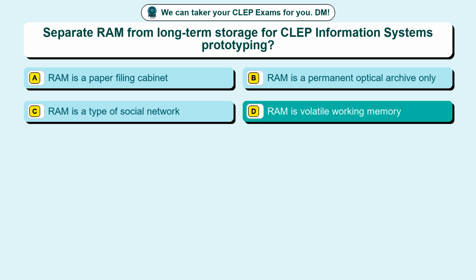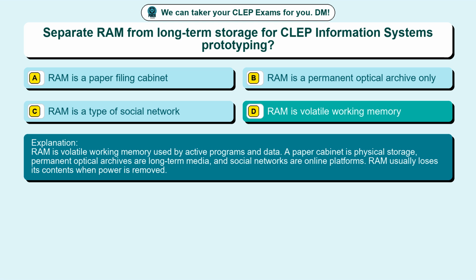The correct answer is option D. RAM is volatile working memory. RAM is volatile working memory used by active programs and data. A paper cabinet is physical storage, permanent optical archives are long-term media, and social networks are online platforms. RAM usually loses its contents when power is removed.